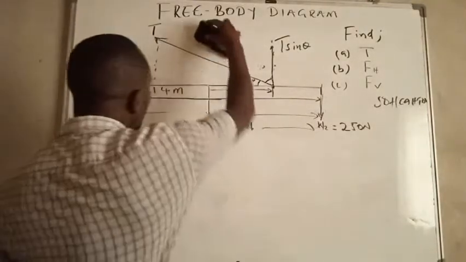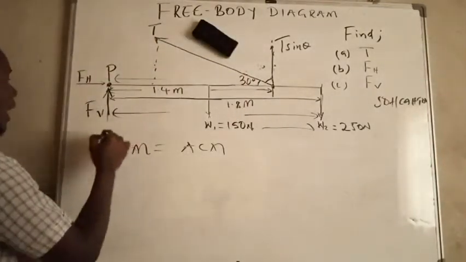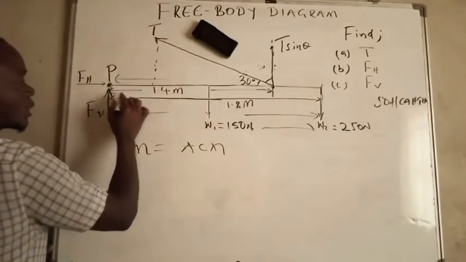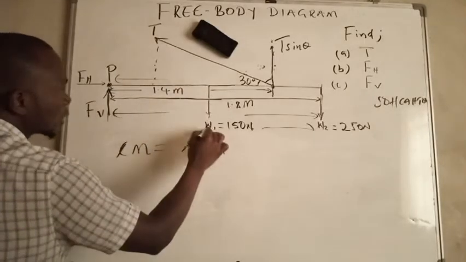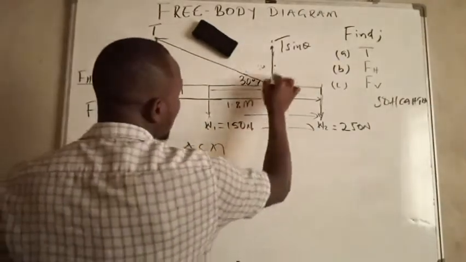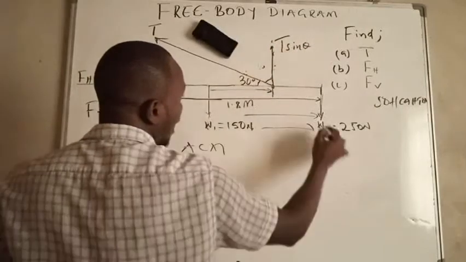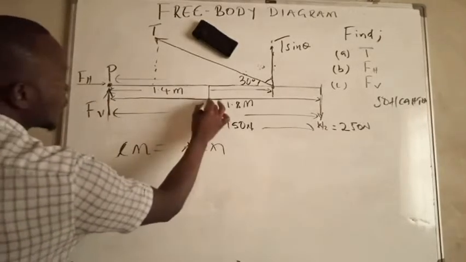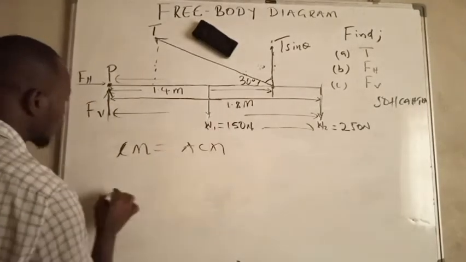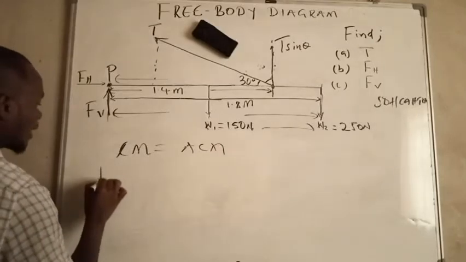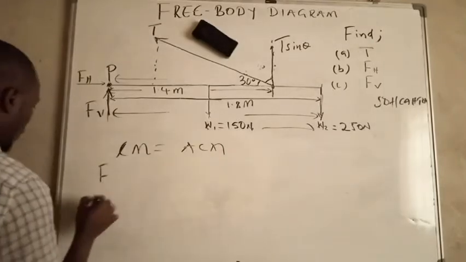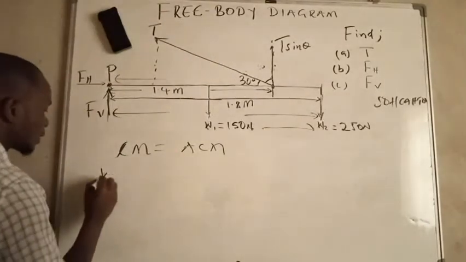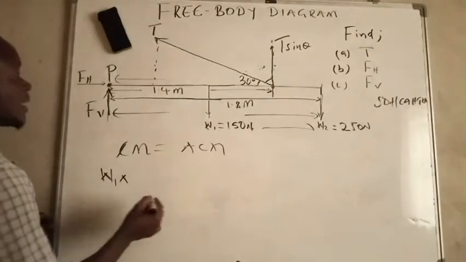So from here, we are going to take the moment. From here, how many forces do we have? We have one, which is the weight, and then we have this one, the tension, T sine theta, and also this one. So from this to this, this is the weight of the beam, F1, which is the weight, times the distance. Moment is force times perpendicular distance from the line of action.